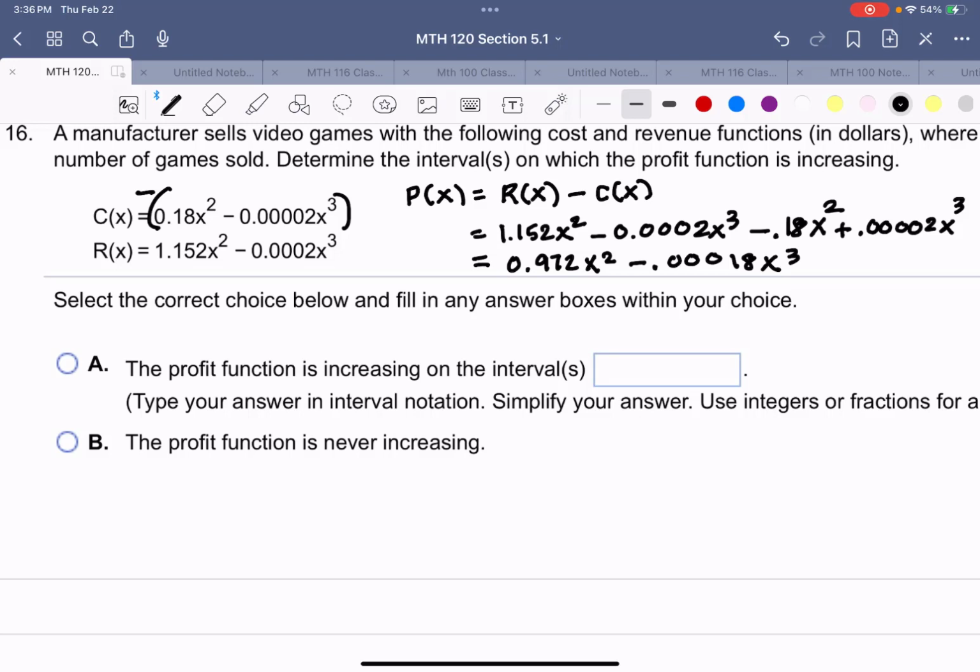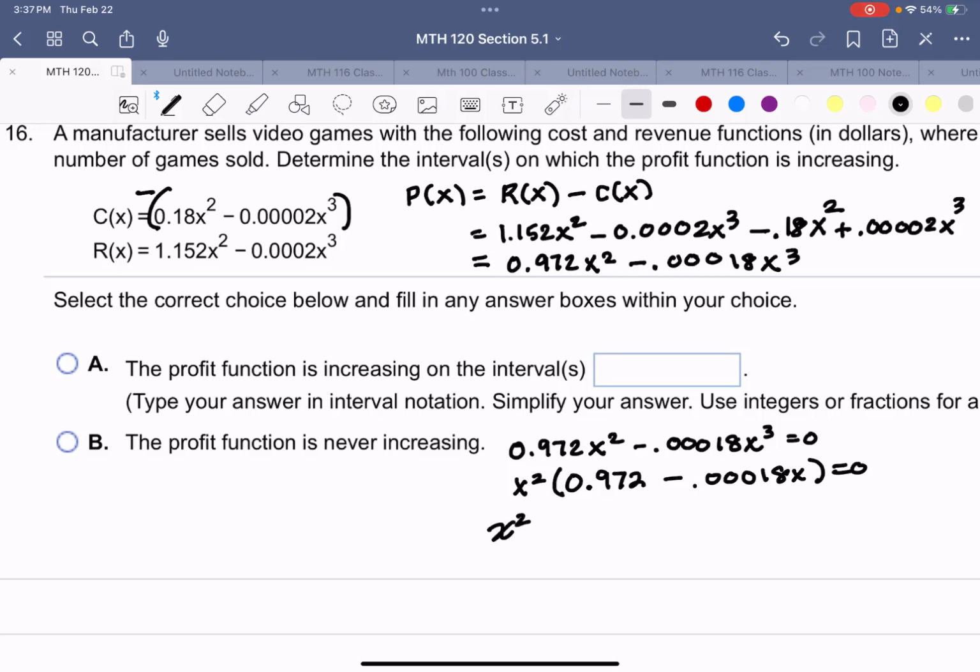I need to set this equal to 0. 0.972x squared minus 0.00018x cubed equals 0. They have a common factor of x squared. After I factor that out, I have x squared times 0.972 minus 0.00018x. So x squared equals 0, x equals 0 is our first number.